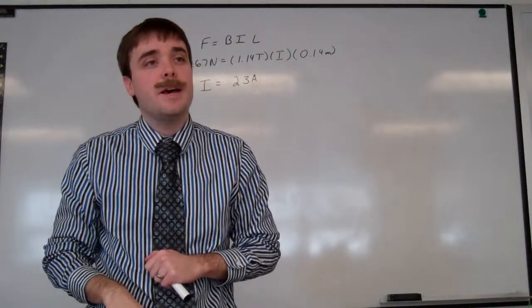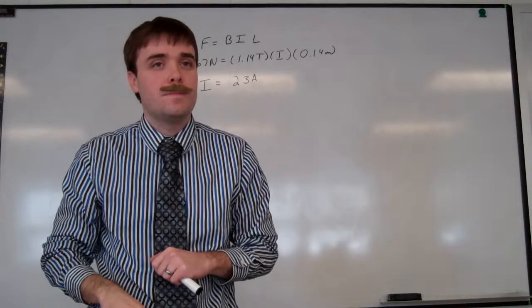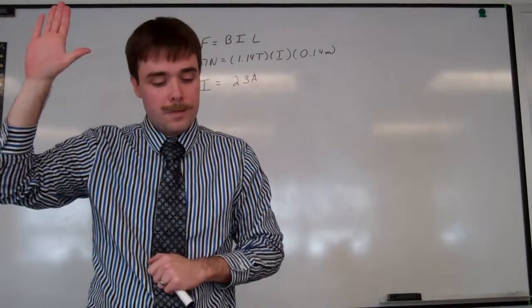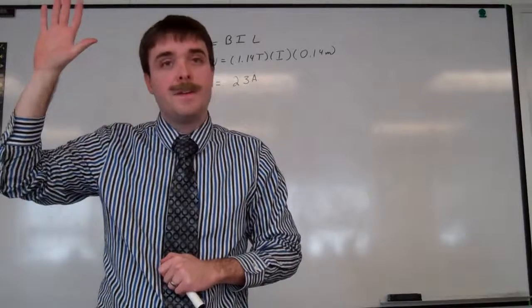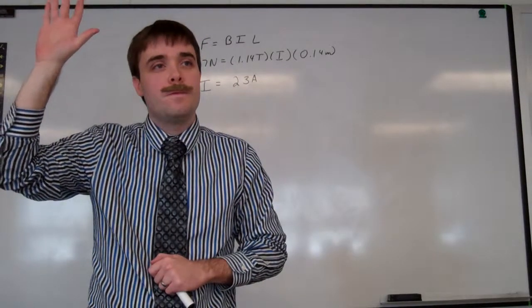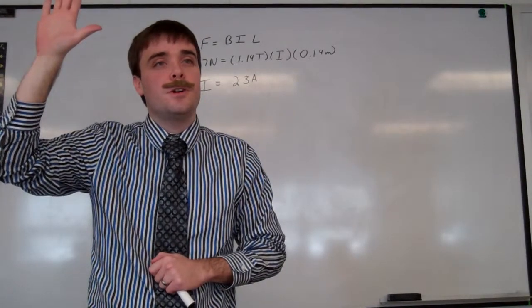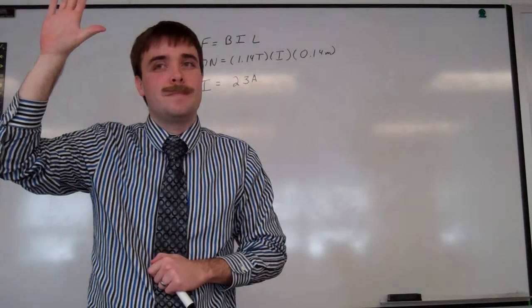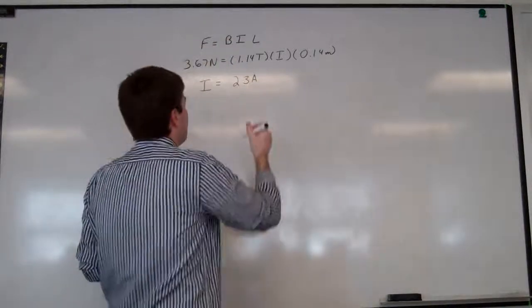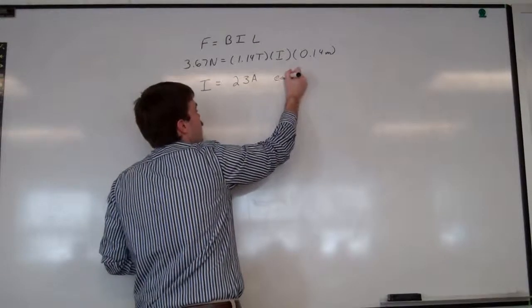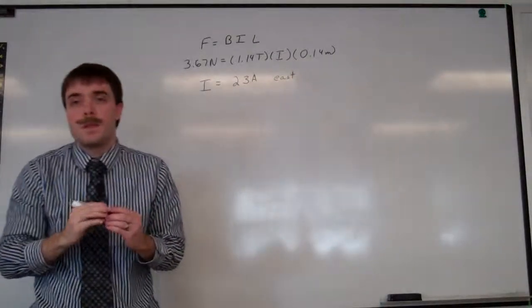Now, the wire experiences a force to the south. So what do we point to the south? Palm of your hand. And the magnetic field is pointed up, so what points up? Fingers. So what direction is the current? East. So it's 23 amps east. Can we do that again? Yes, in slow motion.